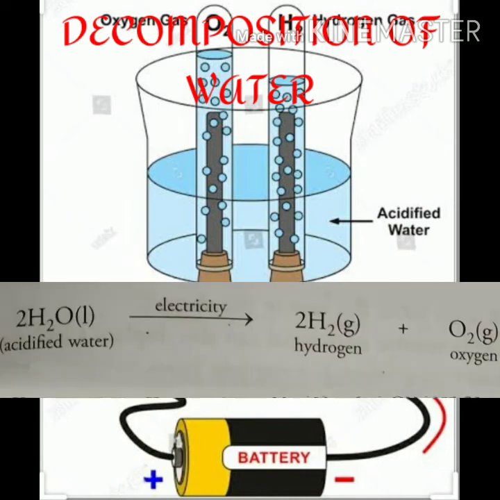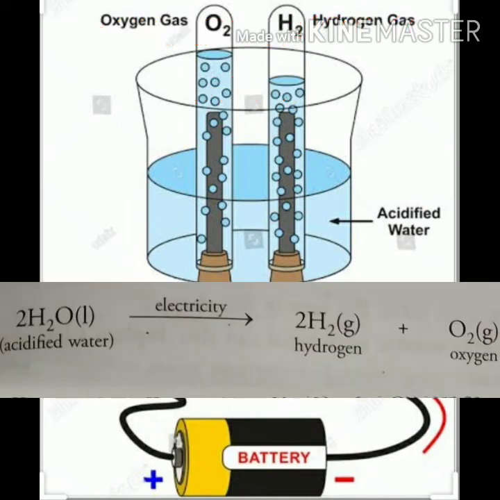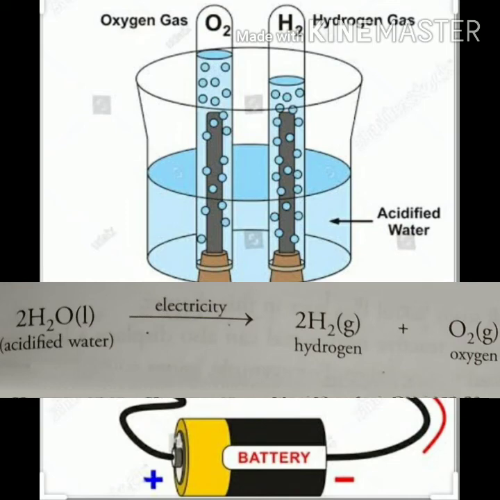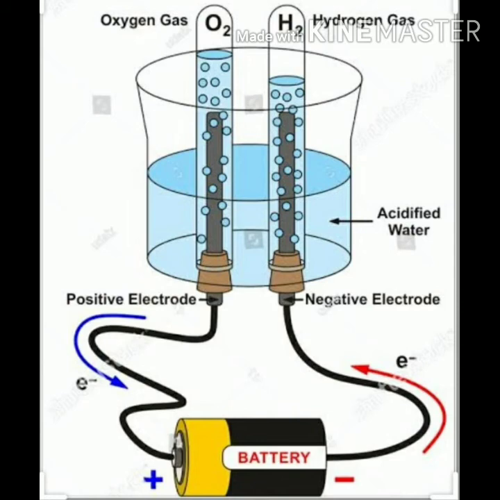When electricity is passed through water, it decomposes to give hydrogen and oxygen. Please do not try this at home. And if you see the equation just below water, it is written acidified water. That means some acid has to be added to water. L stands for liquid. So here H2O is AB. It decomposes in the presence of electricity to give A plus B, that is H2 plus O2. So decomposition reaction that takes place in the presence of electricity is known as electrolytic decomposition or electrolysis.